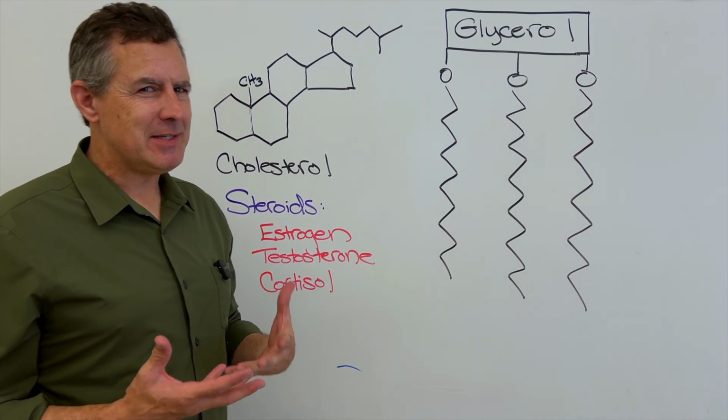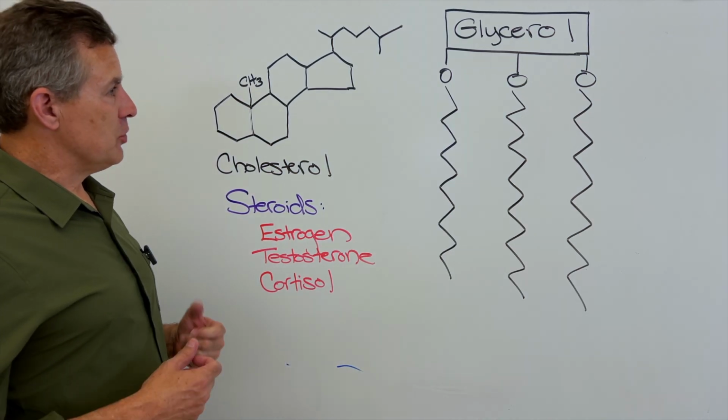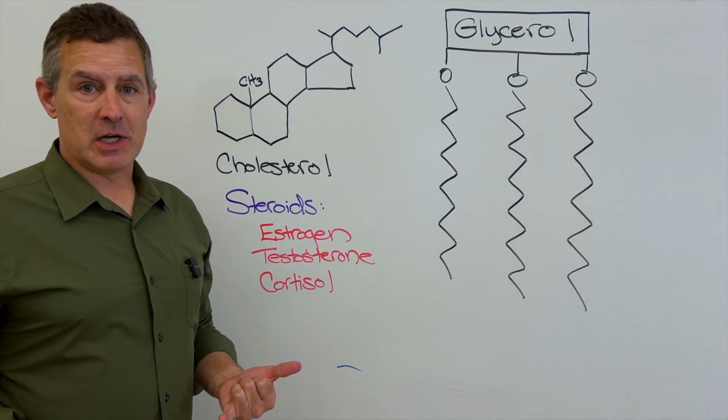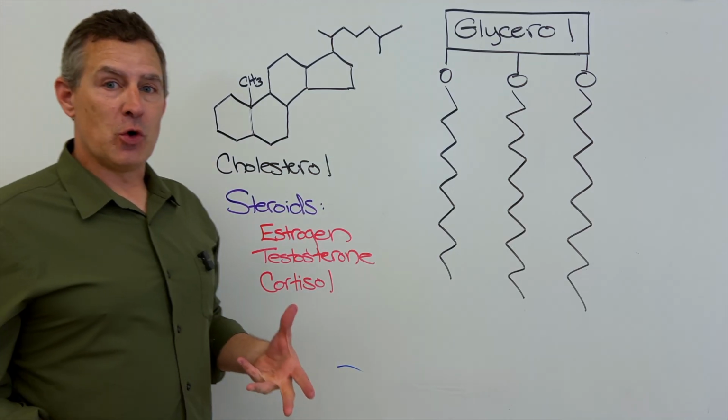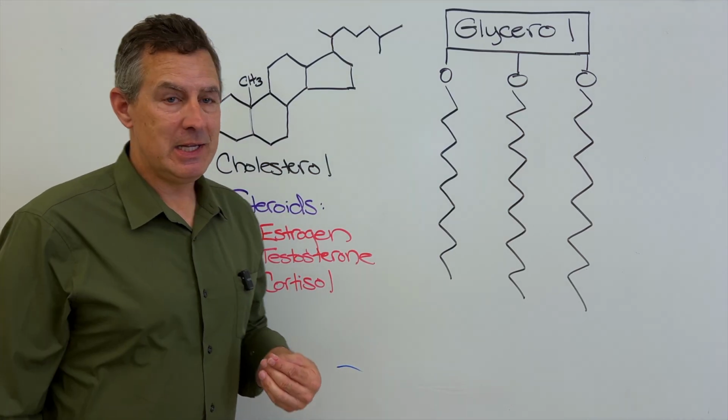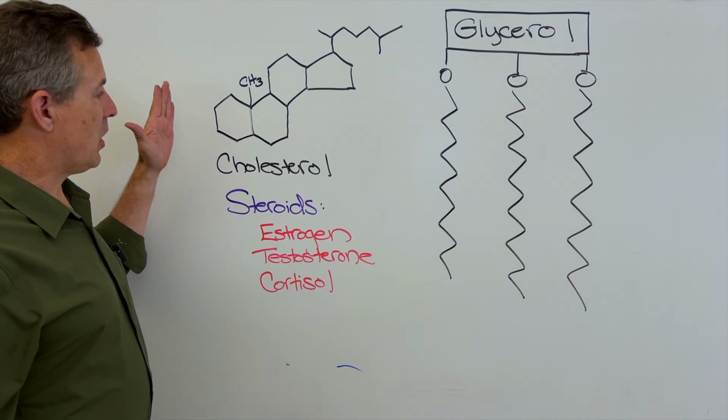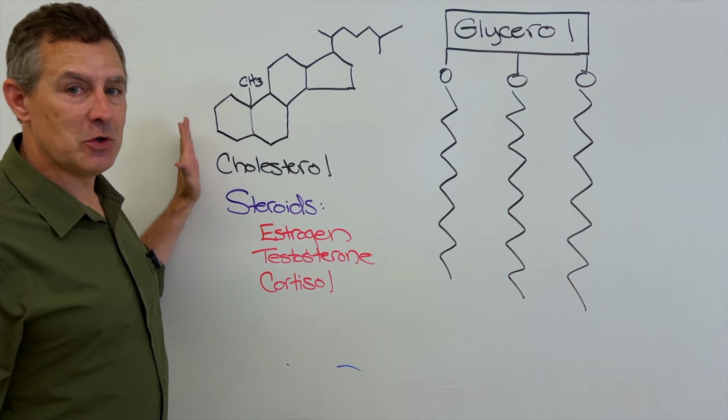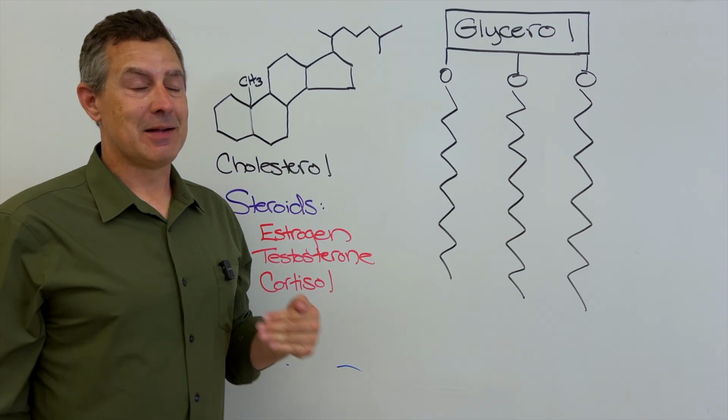Lipids and fats are basically the same thing. There are different types of lipids. We've talked about phospholipids. There are steroid molecules, which are a type of lipid. All steroid molecules are based off of this molecule right here known as cholesterol. We need cholesterol in our body.